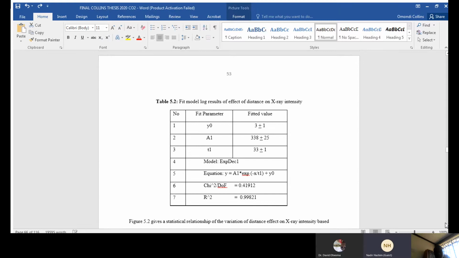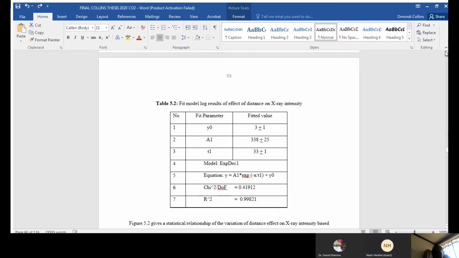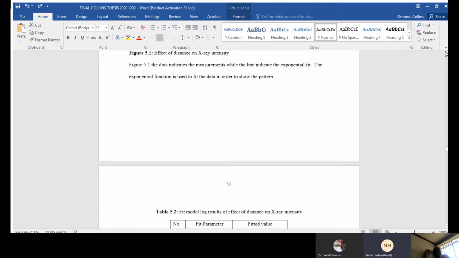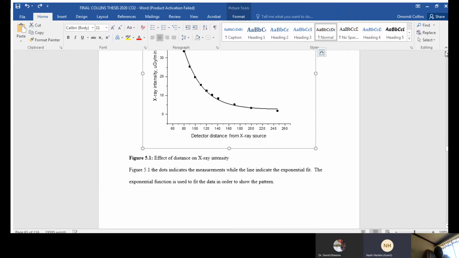The distance is in centimeters, because the X-ray source is not like cesium. The intensity varies greatly, so the maximum distance is about maybe 300 centimeters.